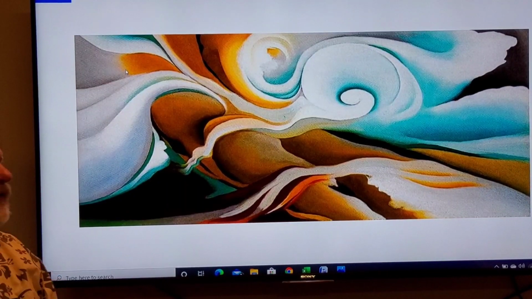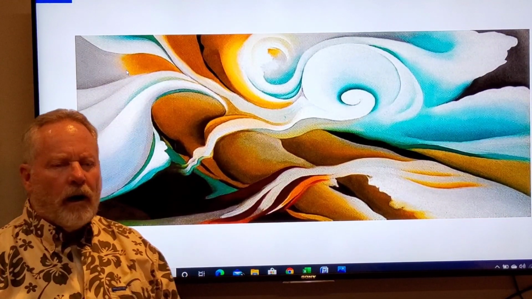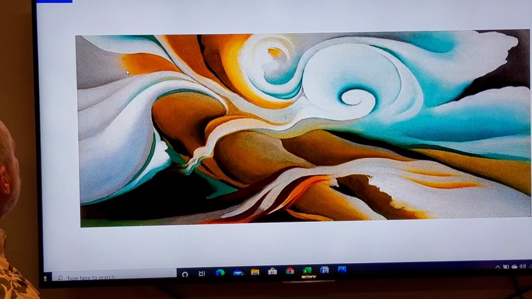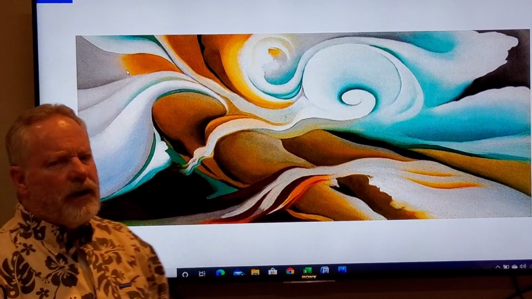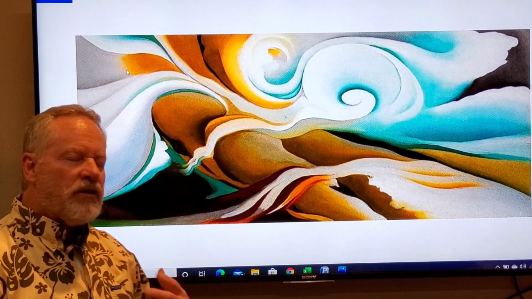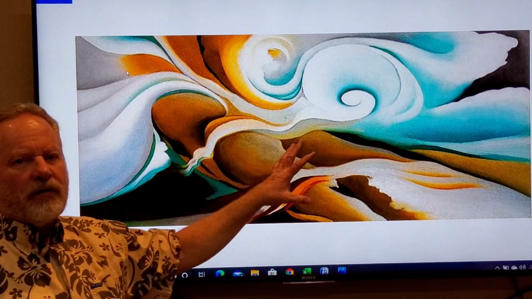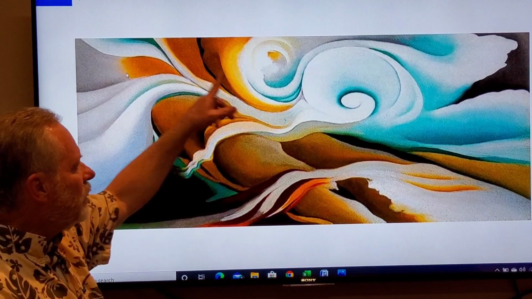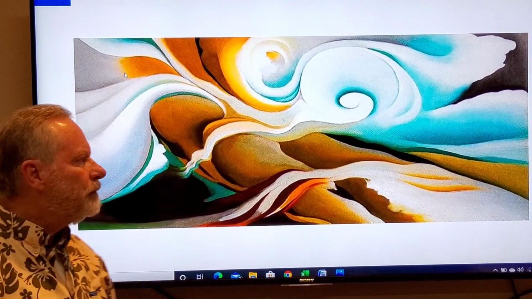Georgia O'Keeffe, very, very well-known artist. This is called Gaspé. She was traveling up in Canada. She saw a storm coming through, and this was the impression that she got. And so this is the painting that she did from that experience of being up in northern Canada.